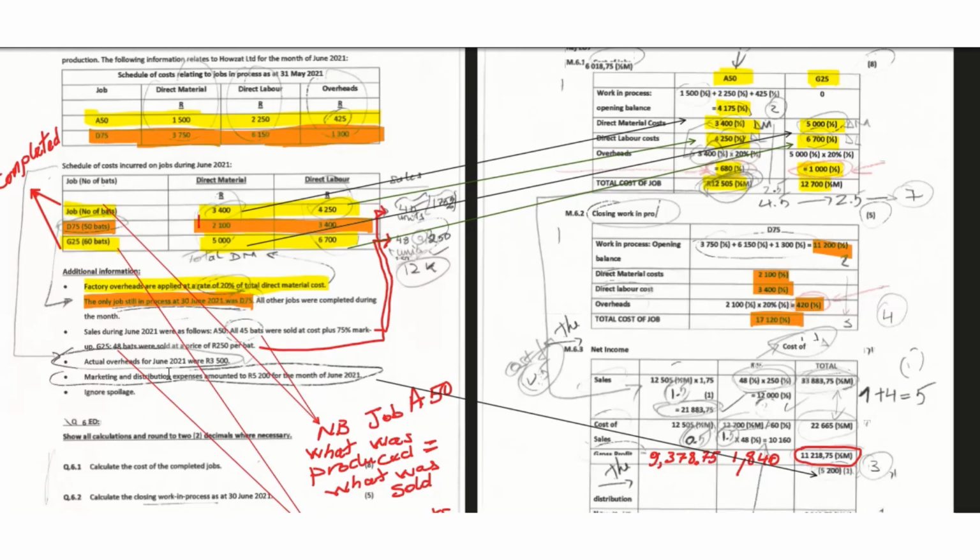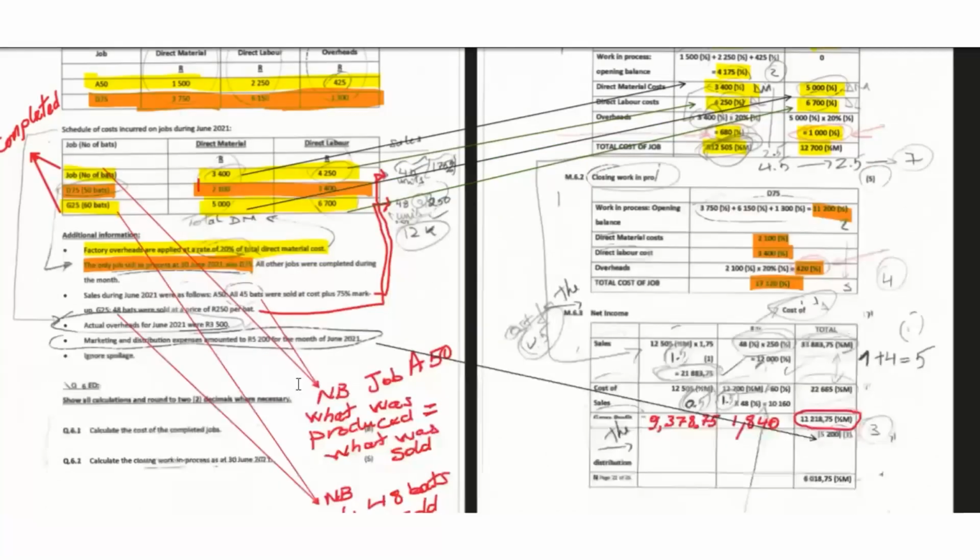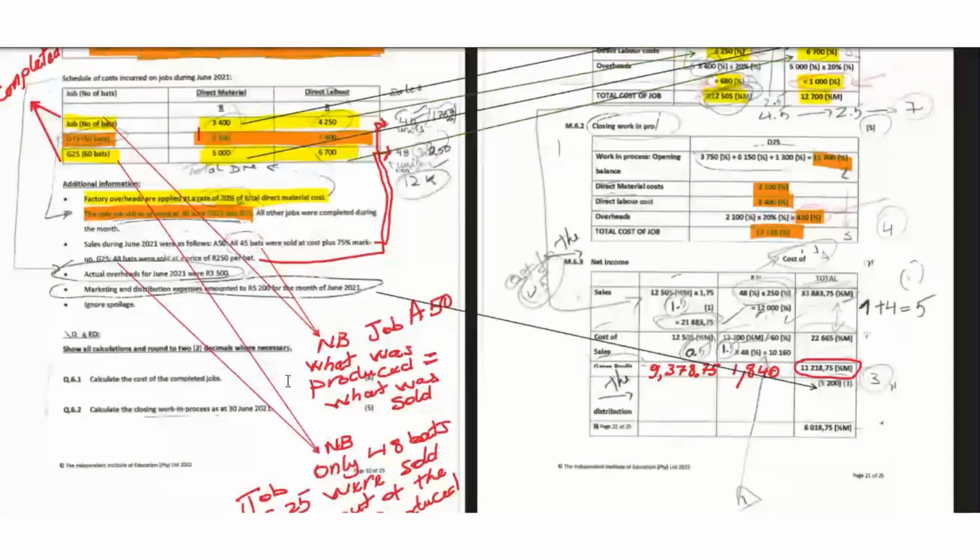So actual overhead for June 2021 was 3,500 rand, right? Marketing and distribution expenses are also provided, which amounted to 5,200 for the month of June 2021. So you ignore spoilage. What is the actual question here? I would guess calculate the cost of the completed jobs, because they will not ask you to calculate the cost of jobs that were not completed, right?